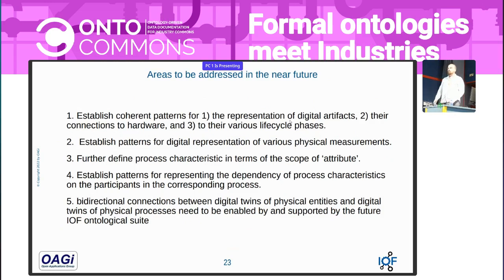Also, measurements need to be further analyzed and defined in terms of what units of measurement, how to utilize units of measurement, should we use an external ontology or devise our own, what is the actual scope of measurements, how measurement provenance is handled, and so forth. Process characteristic is currently really underdefined, and its scope needs to be better formalized. Also, how a process characteristic depends on entities participating in the process needs to be elucidated. And finally, with the advent of digital twins, patterns that can help with the data representation related to digital twins need to be developed.